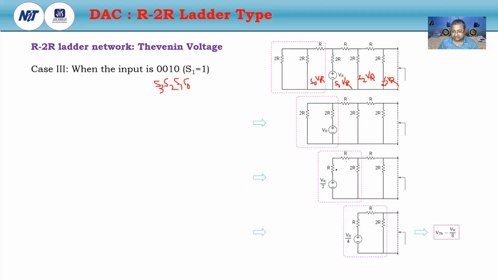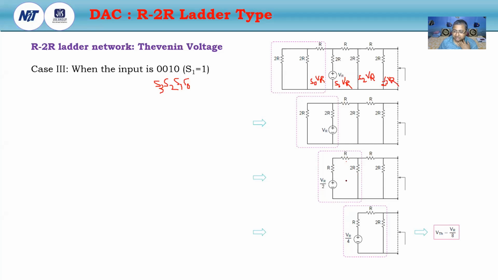This is the R and R, but this value should be written as from this circuit. Very simple, R by R plus R series. When we calculate the Thevenin voltage, what happens? This is short circuited. So short circuited means this R and R is in series, and twice R is in parallel. So R and R is twice R.